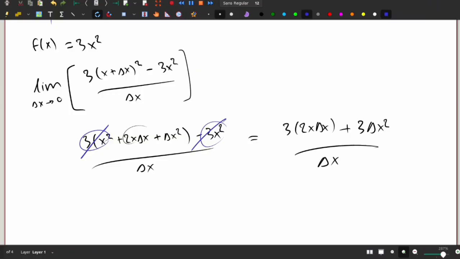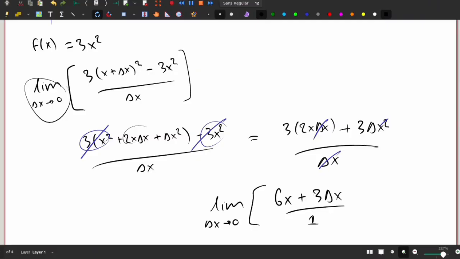Once again, we can cancel out one term of delta x, and we're going to be left with 3 times 2x, which I'm just going to simplify as 6x, plus 3 delta x over 1. And remember, throughout this whole thing, what we're actually evaluating here is not the function, but a limit as delta x approaches 0. As delta x approaches 0, this term over here is going to approach 0. So we can cancel it out, which leaves our final answer as 6x.